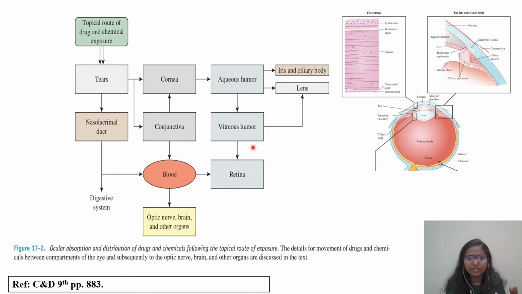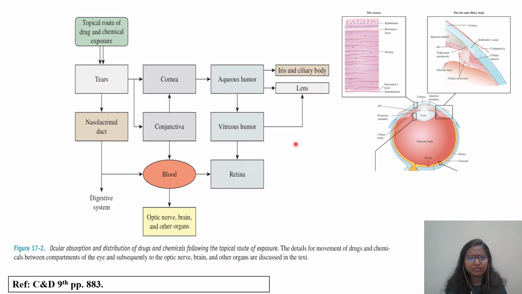In addition, I have kept for you people that you can go back and check in the ocular toxicity chapter also, or if possible, make a screenshot of this one. So simultaneously also read about these two diagrams. This one and another on the next slide. Ocular absorption and distribution of drugs or chemicals following the topical route of exposure. So how the absorption and distribution is different from other routes like oral route or parenteral route, other types of routes are there, no?